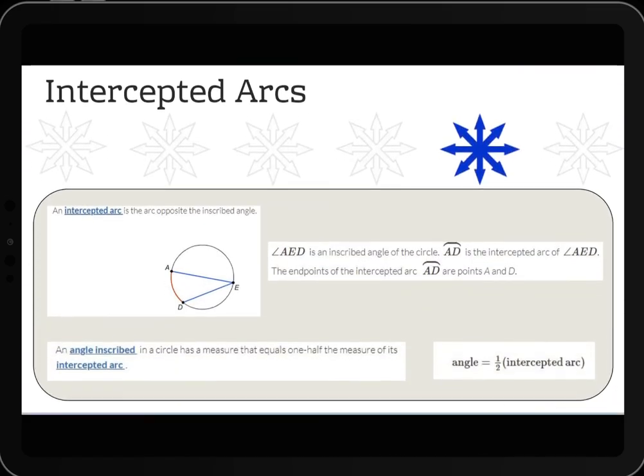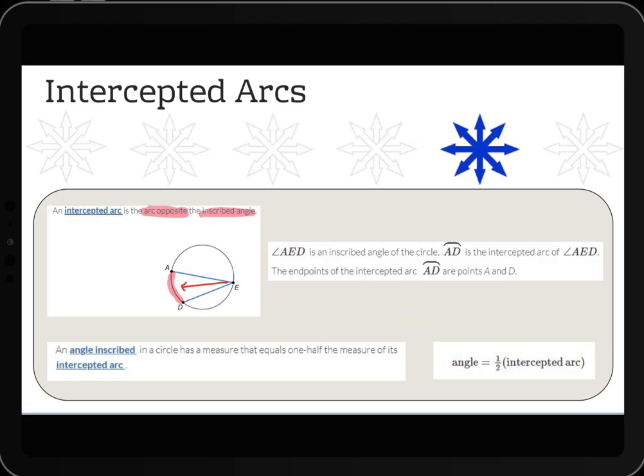On top of an inscribed angle, you also have to define what we call an intercepted arc, and we're demonstrating that here with the arc AD. An intercepted arc is an arc that is opposite an inscribed angle. So you've got the angle right there, and the arc opposite that is arc AD. Angle AED is the inscribed angle itself, and arc AD is the intercepted arc of that inscribed angle. The endpoints of arc AD are A and D.